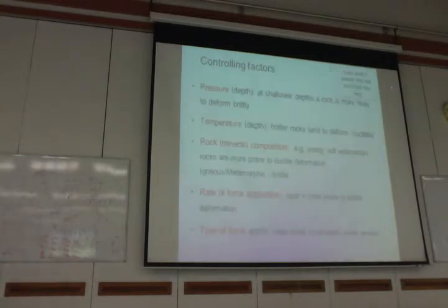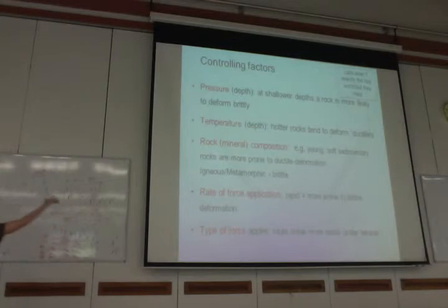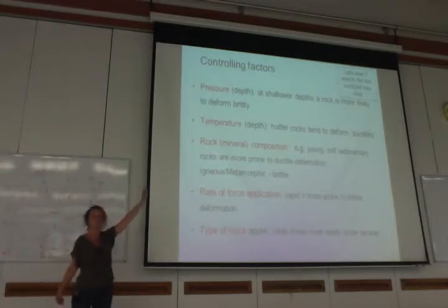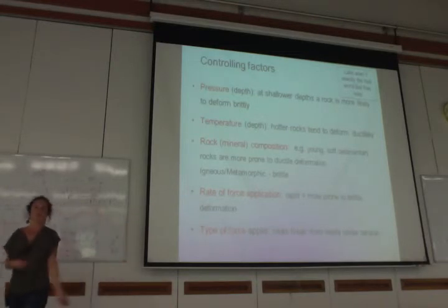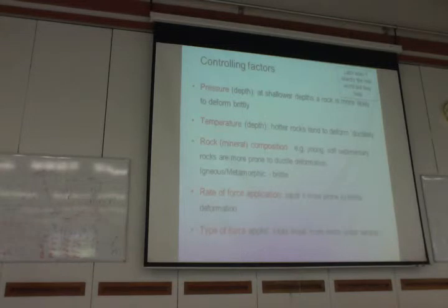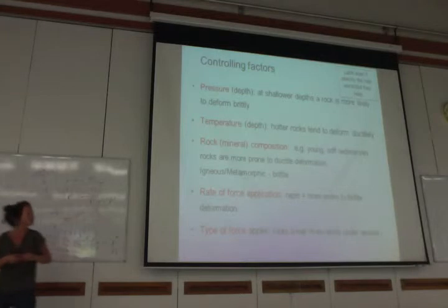And there were lots of other factors, so to summarize these, at shallower depth, the rock is more likely to deform brittly, as I've just shown you. The hotter the rock is, the more likely it is to form in a ductile manner. Obviously, it depends on the rock type. Sedimentary rocks are slightly more likely, particularly if they're young and still quite soft, to form in a ductile way, whereas igneous rocks and metamorphic rocks quite often break more brittly, if you were to compare the two.